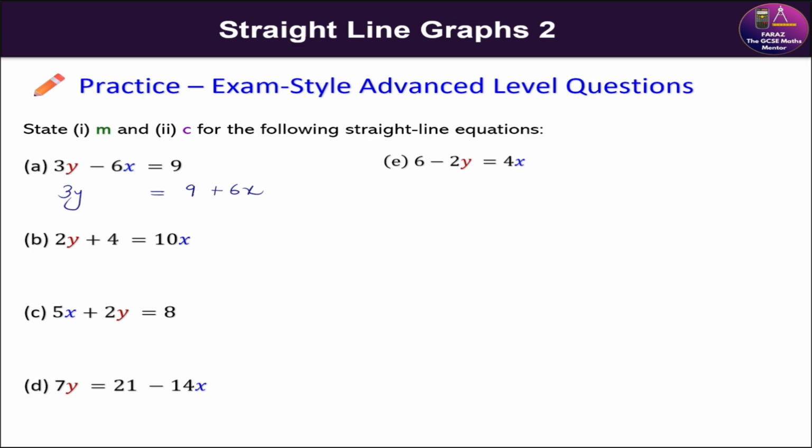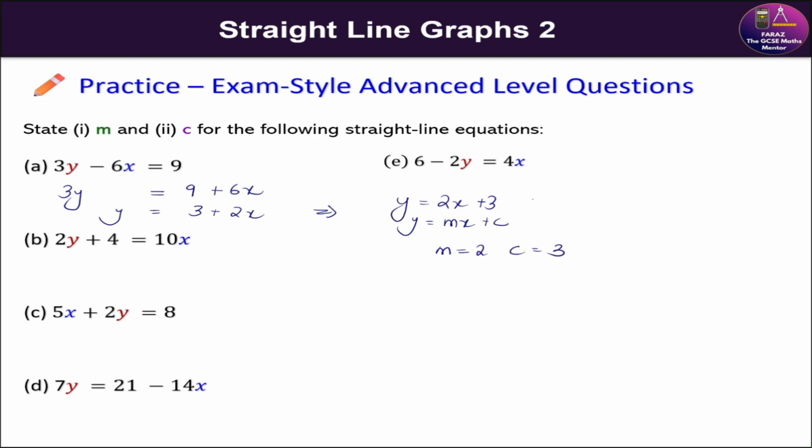Now divide everything by 3. If you divide everything by 3, that would give you y there on the left side. 9 over 3 is 3. 3 plus 6 over 3 is 2. 3 plus 2x. Rearranged it, it will give you y equals 2x plus 3. Therefore, the answer is, for y equals mx plus c, for m it is 2 there, and for c it is 3.